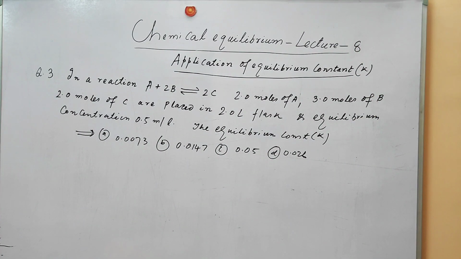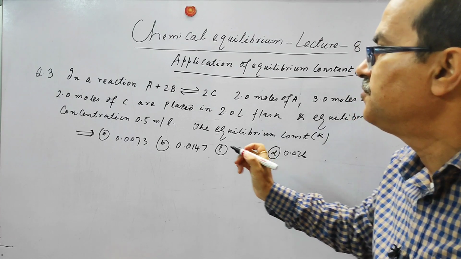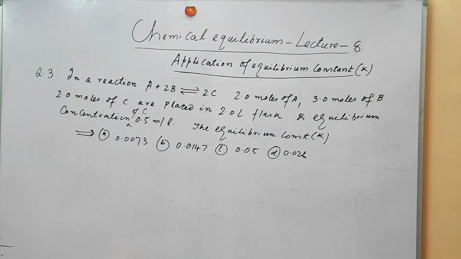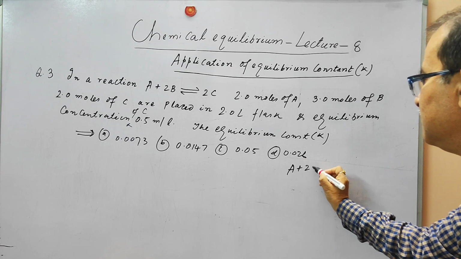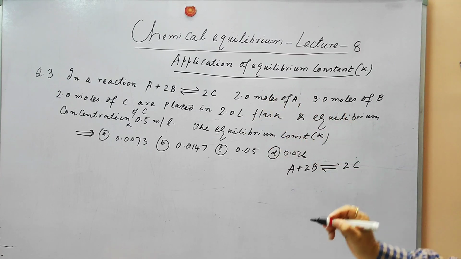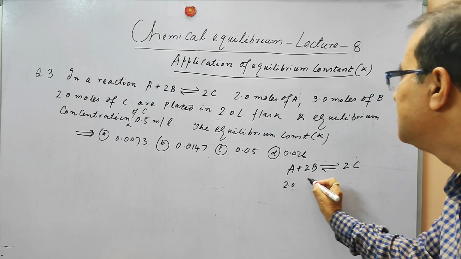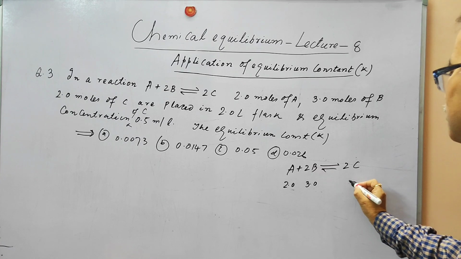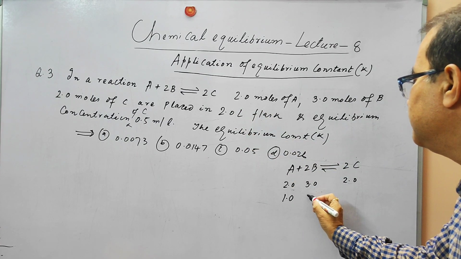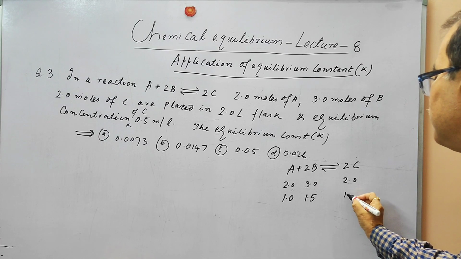In this reaction, 2 moles of A, 3 moles of B and 2 moles of C are placed in a 2 liter flask, and the equilibrium concentration of C is 0.5 mole per liter. We have to calculate the equilibrium constant. For that, this is the reaction. Initially we have taken 2 moles of A, 3 moles of B and 2 moles of C in a 2 liter flask. So this has mole per liter 1, this will be 1.5 mole per liter, and this will be 1 mole per liter.